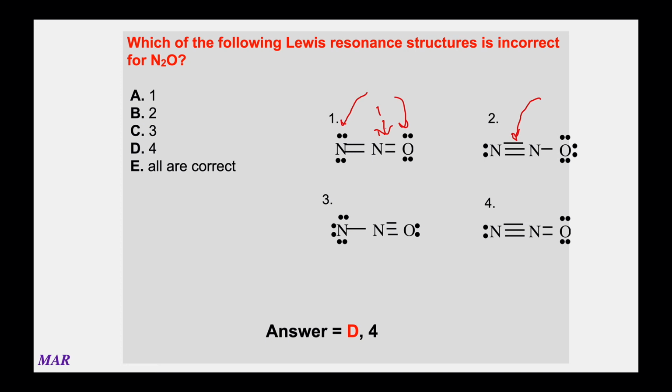We're going to see that some atoms can go more, but nitrogen and carbon and oxygen, for that matter, can never have more than 4. So structure 4 is incorrect because the central atom has too much electron density around it.